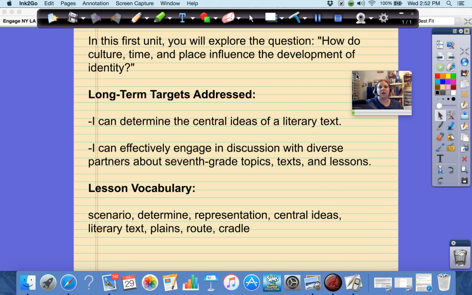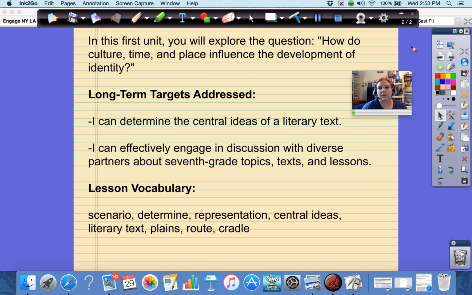The long-term targets for the entire unit are here. I can determine the central ideas of a literary text. And I would think of central idea as the theme. Okay, so what's the theme of the text? I can effectively engage in discussions with diverse partners about seventh grade topics, text, and lessons. So this is, can you work with another person? The vocabulary: scenario, determine, which we will talk about, representation, which we will talk about, central ideas, a literary text, planes, routes, and cradle.